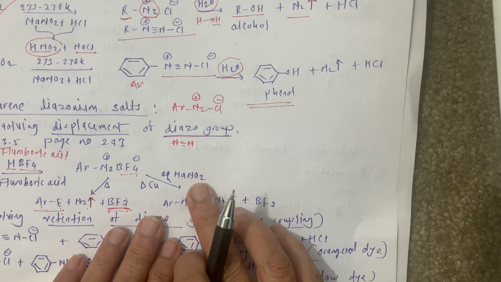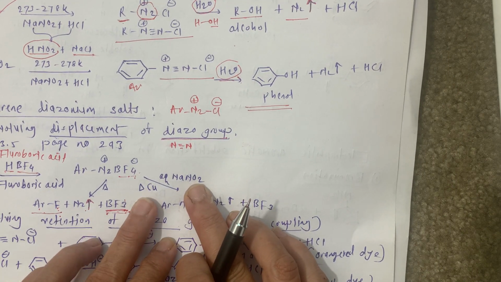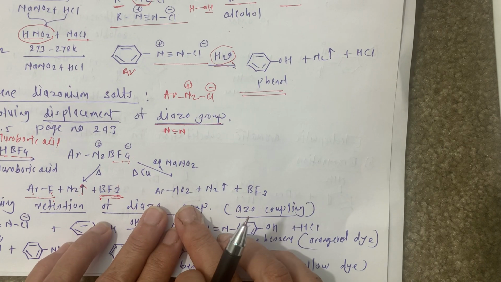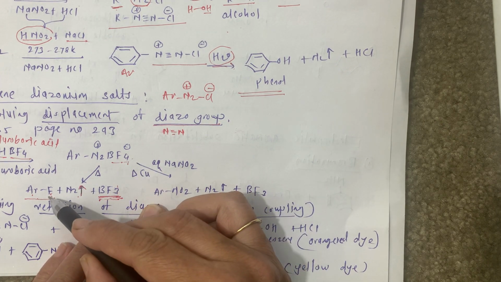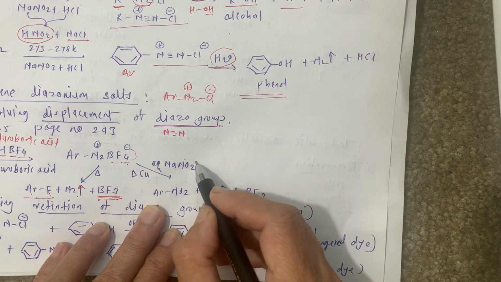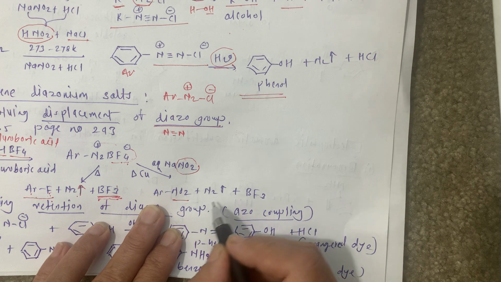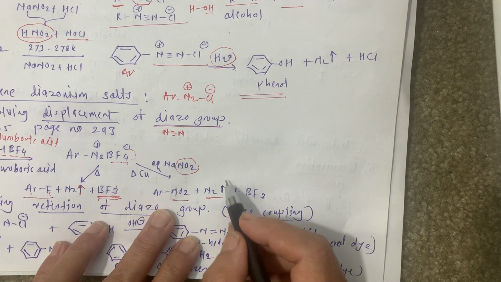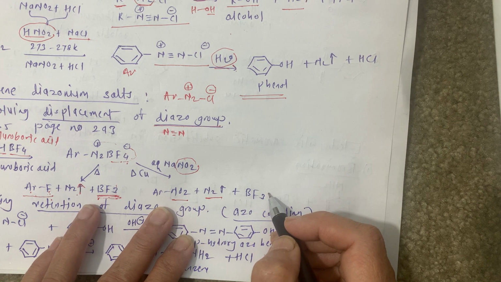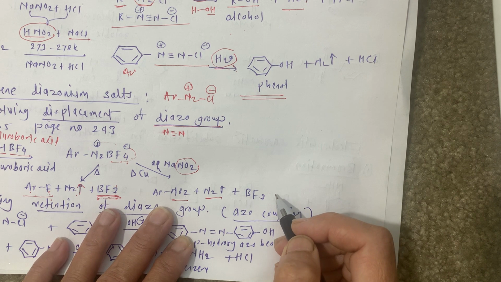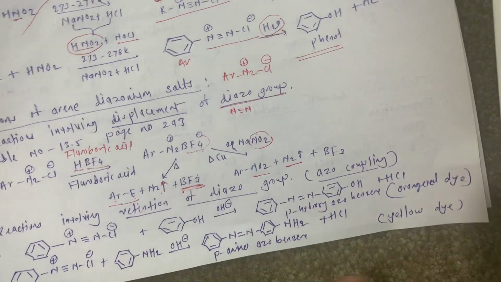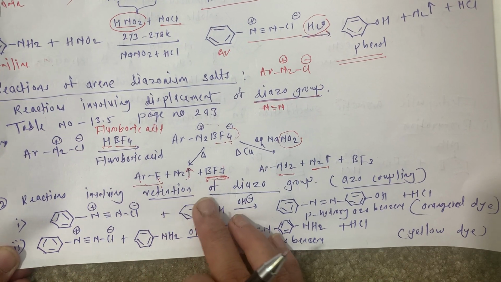But if you use NaNO2, this is sodium nitrite, in presence of copper and providing heat, then the product is different. Instead of F here, now the whole group is removed from here and NO2 is going to attach, N2 comes out in the form of gas and the other product is BF3. This is something different from the previous one. Okay, remember this thing.